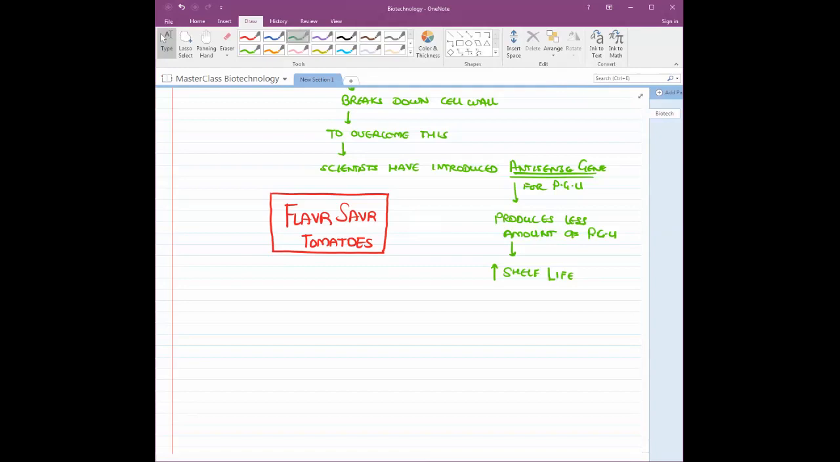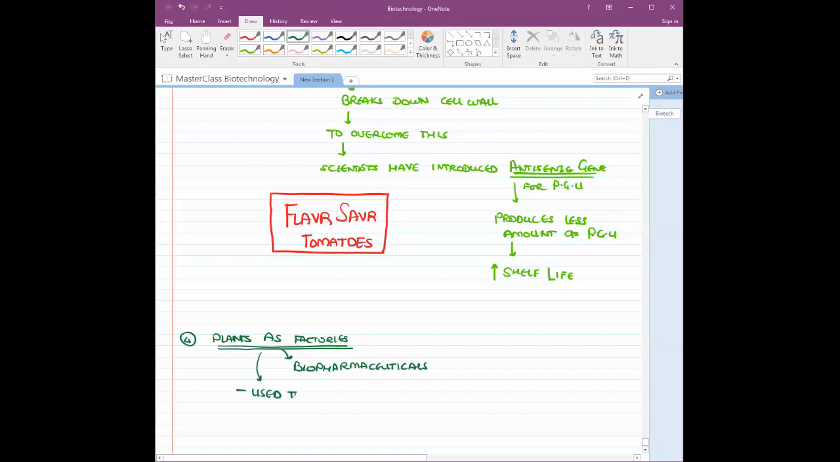Plants as factories for what? Let's see. We are using plants as factories for biopharmaceuticals. But how is it going to be? What are we going to do? Guys, it's very simple. When we talk about them being used as factories, we are going to produce high amounts of carbohydrates, fats, and proteins.